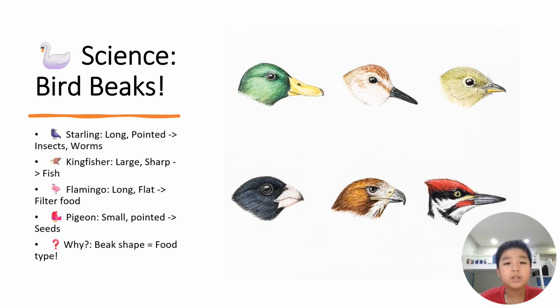Pigeons have a small, pointed beak. They are good at picking up seeds. It's clear that the shape of the beak is determined by the type of food they eat.